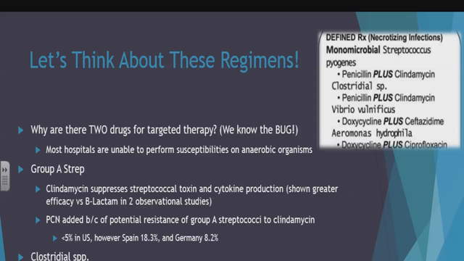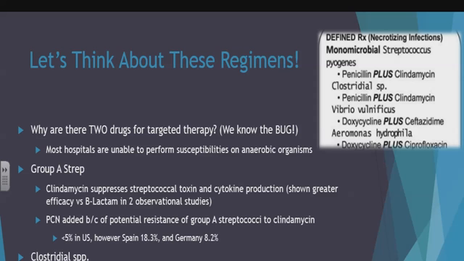For strep pyogenes, you're able to usually do your susceptibilities on that. But strep pyogenes aside, we don't typically perform susceptibilities on anaerobic organisms, sorry. So for Clostridium, we're guessing, right? So we don't necessarily know the susceptibility there. For group A strep, clindamycin is useful to suppress streptococcal toxin, right? Because we know it's working on the protein synthesis. So if you stop that protein synthesis, hopefully you're going to stop that toxin production, right? And it also has some cytokine inhibition as well. It helps with some of that inflammation process.